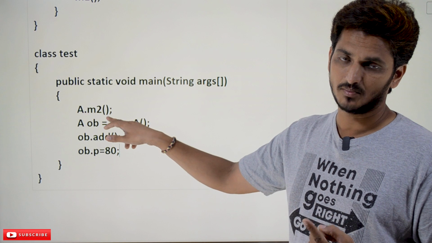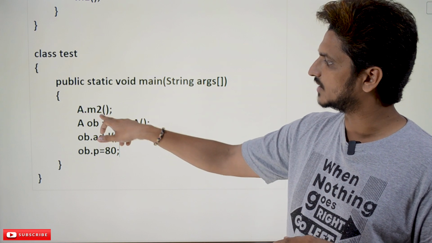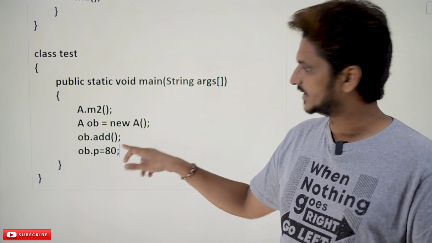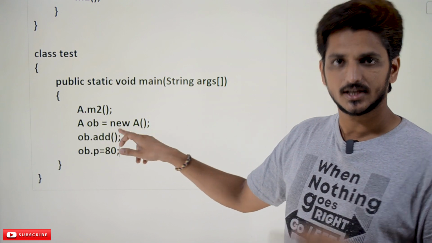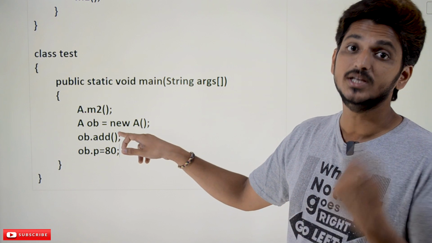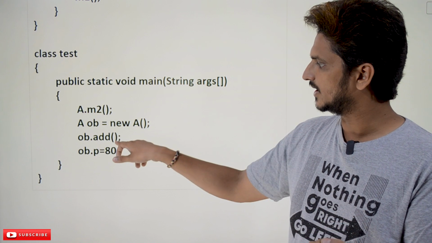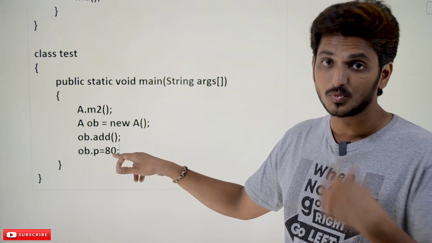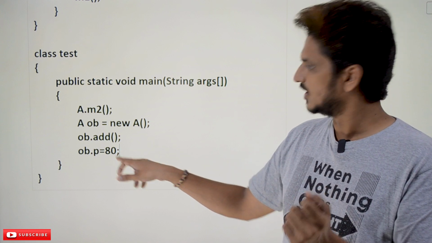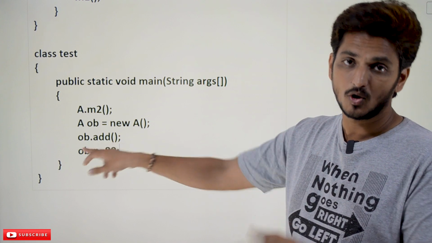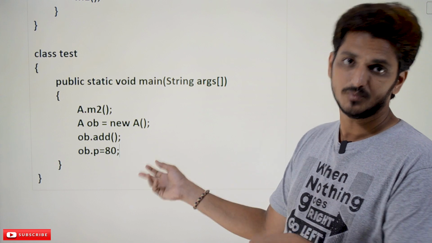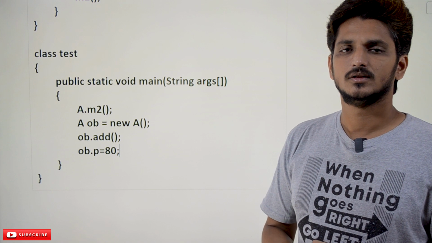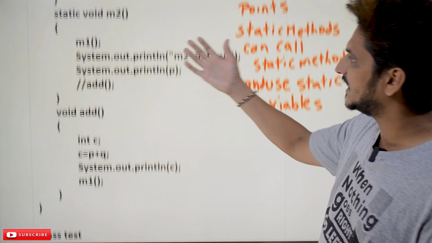m2 is accepted because without creating an object we can use a static method. A ob is equal to new A, we created an object. ob.add(), yes, an instance method can be called from an instance, meaning an object. ob.p, yes, an instance can access both static variables and instance variables. ob.q is accepted. ob.m1 is accepted. ob.m2 is accepted. So this is how we create static and instance methods.